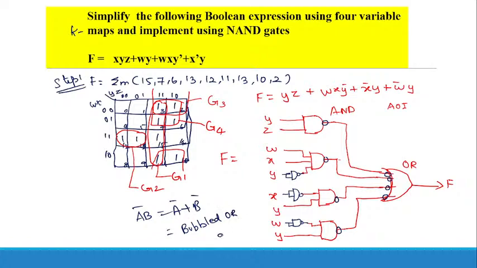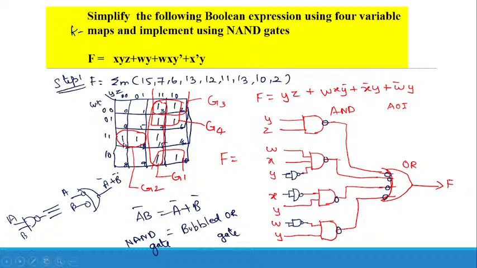So simply speaking, you can replace a bubbled OR by a NAND gate. Okay? That means a NAND is equivalent to a bubbled OR. Did you get it? This is what they are trying to say. A bar plus B bar.